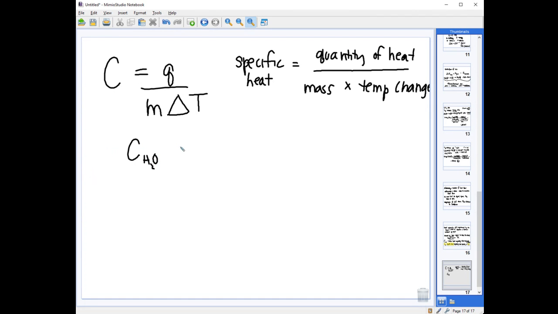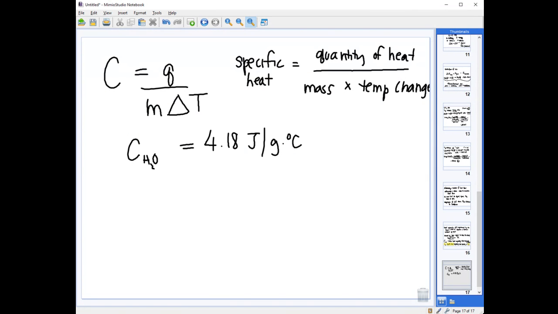For instance, the specific heat of water is equal to 4.18 joule per gram Kelvin or Celsius. I like using Celsius. That's what I'm familiar with. And your book uses these interchangeably. You can put gram times degrees Celsius or grams times Kelvin. It doesn't really matter. So that's our specific heat of water, 4.18 joules divided by gram times Celsius.